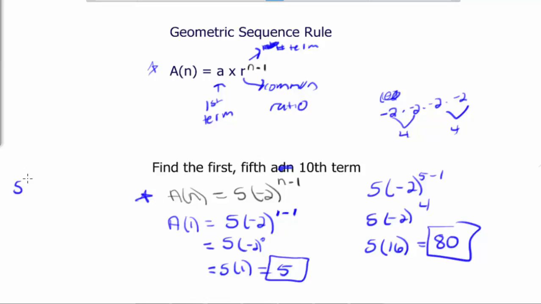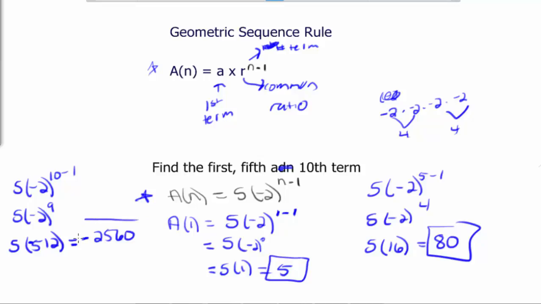And then your 10th term is the same thing, but you put a 10 up there. So 5 times -2 to the 9th. Negative 2 to the 9th is negative 512, because it's to the 9th, which is an odd number. Negative 512 times 5 is negative 2,560. So this rule helps us when we need to find a bigger term, like the 100th term or the 1,000th term. Instead of doing it by hand, you can just put it in this formula.